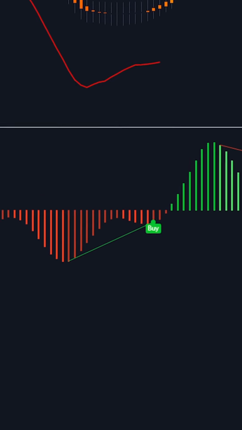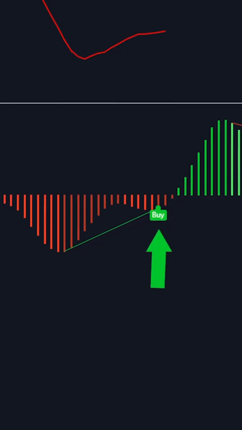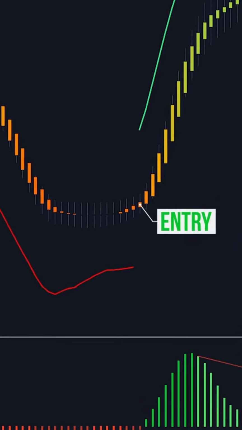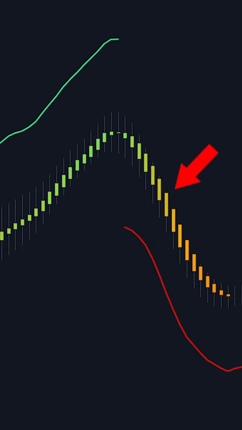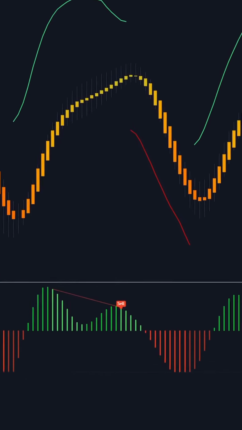For a buy signal, just wait for the TMO to automatically detect a divergence and print it on the chart. And then you want to enter once the smooth candles start increasing in value. To exit, you can either wait for the candles to decrease in value or just exit on a sell signal. For a short position, just do the exact opposite.